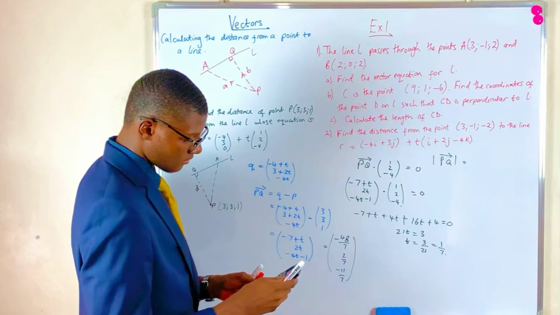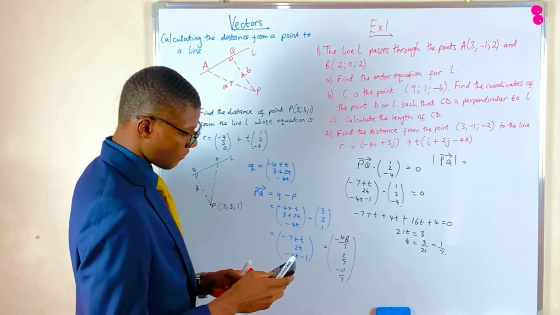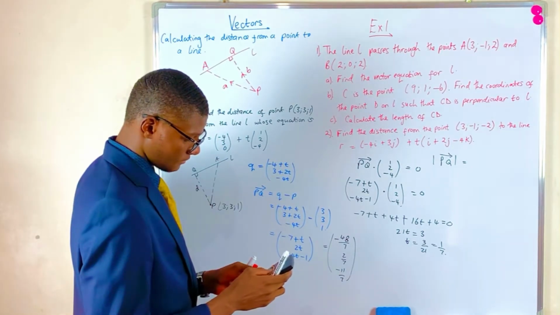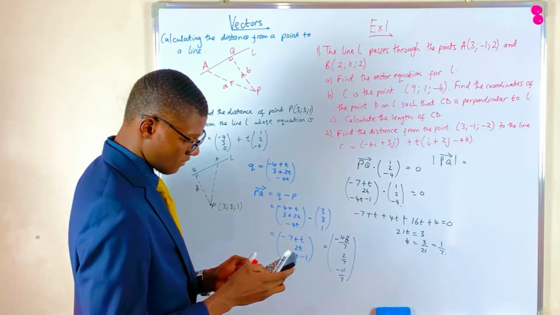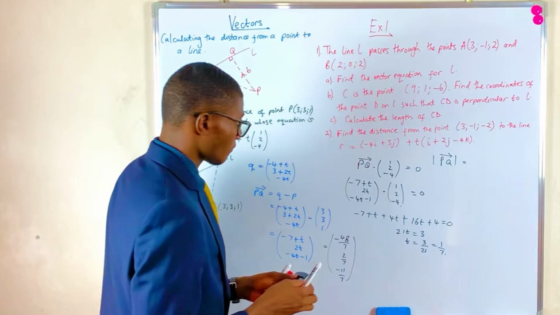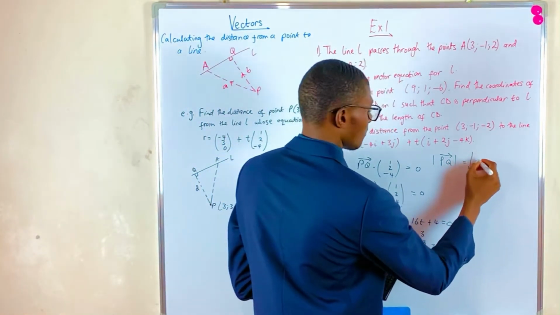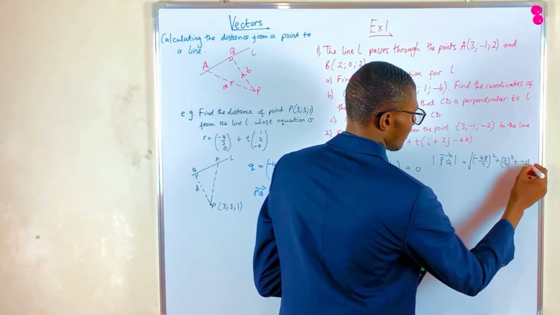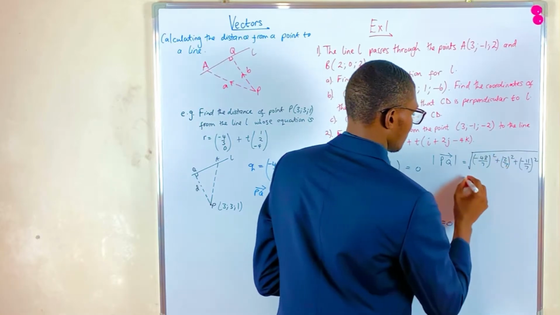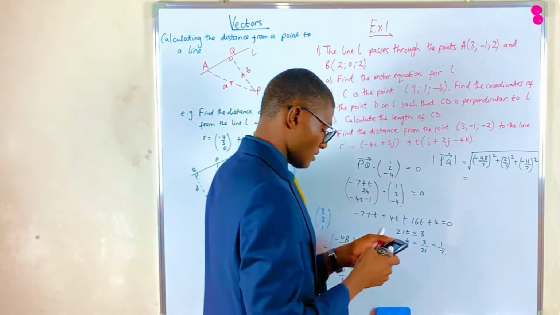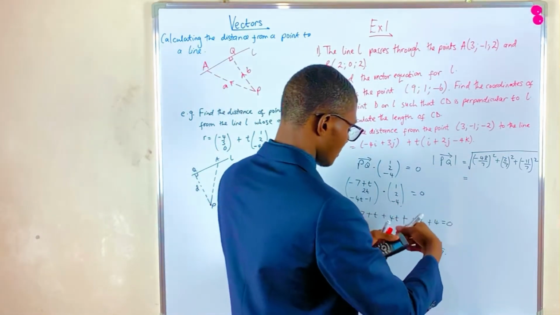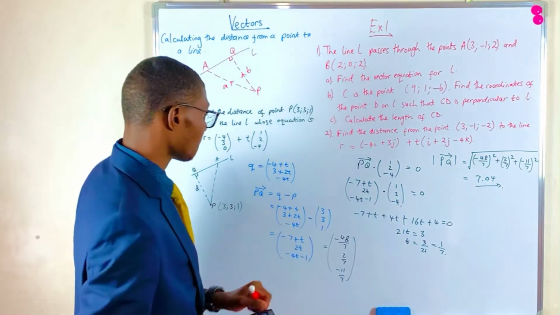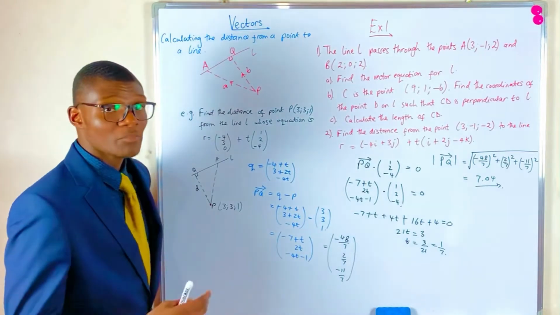So we're saying the square root of (-48/7) squared plus (2/7) squared plus (-11/7) squared. This should give us the magnitude that we want, and this is approximately 7.04. So this is the magnitude that we get. So this is how we calculate the distance from a point to a line.